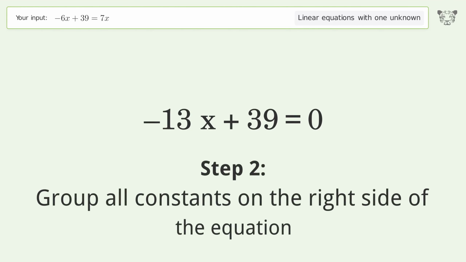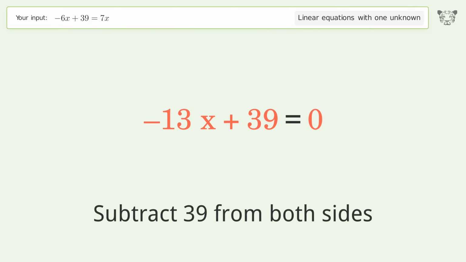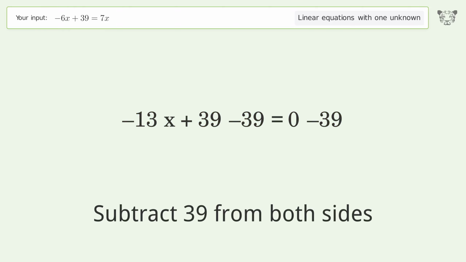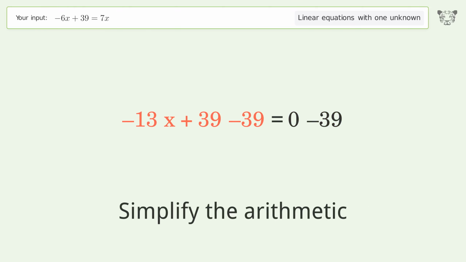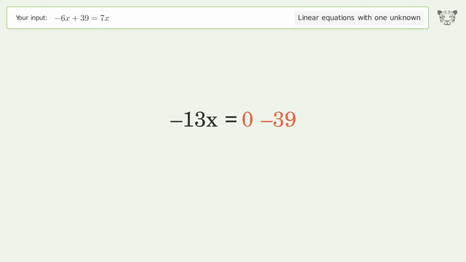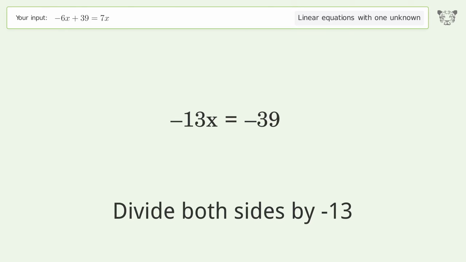Group all constants on the right side of the equation. Subtract 39 from both sides. Simplify the arithmetic. Isolate the m. Divide both sides by -13.